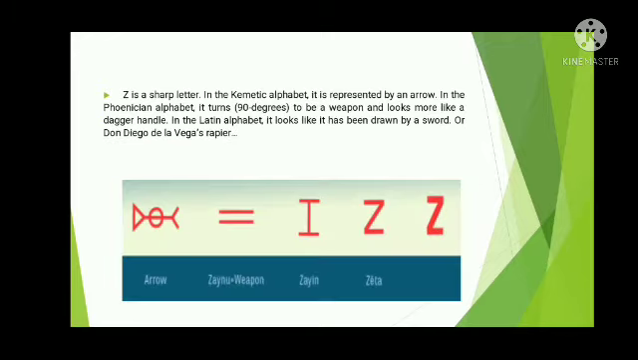Next, for the evolution of letter Z. So Z is a sharp letter. In the schematic alphabet, it is represented by an arrow. In the Phoenician alphabet, it turns 90 degrees to be a weapon and looks more like a dagger handle. In the Latin alphabet, it looks like it has been drawn by a sword or Don Diego de la Vega's rapier.